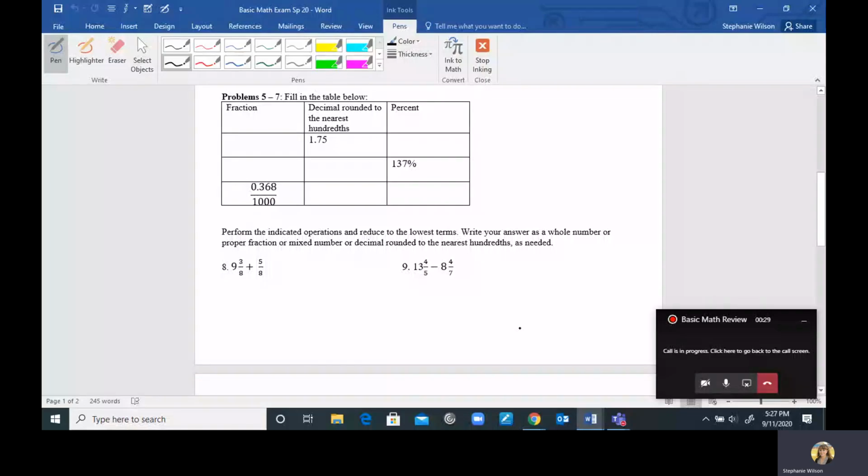Let's talk about basic math. Let me share my screen with you. So in basic math, we have the fundamentals. Let's start off with fractions, decimals, and percents.